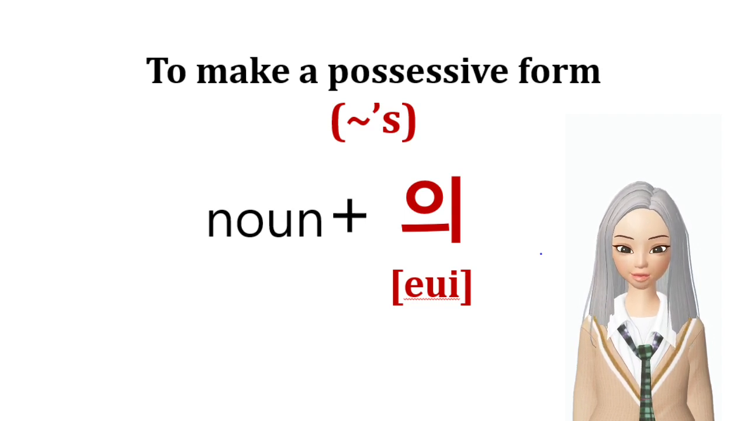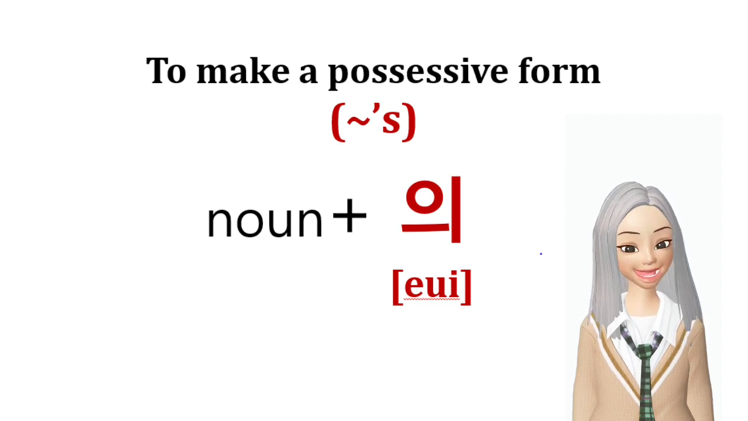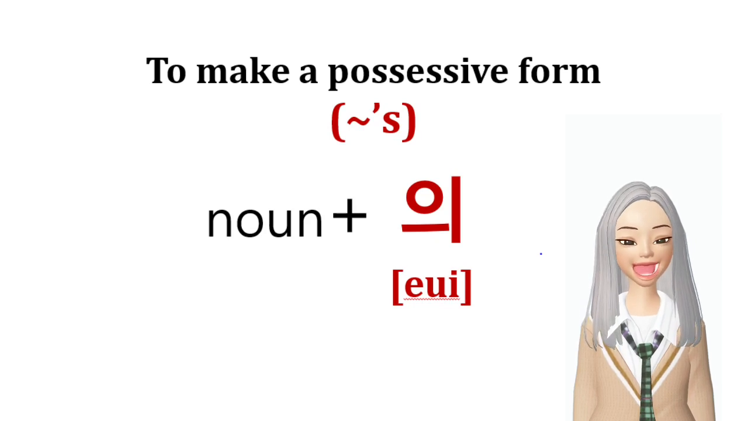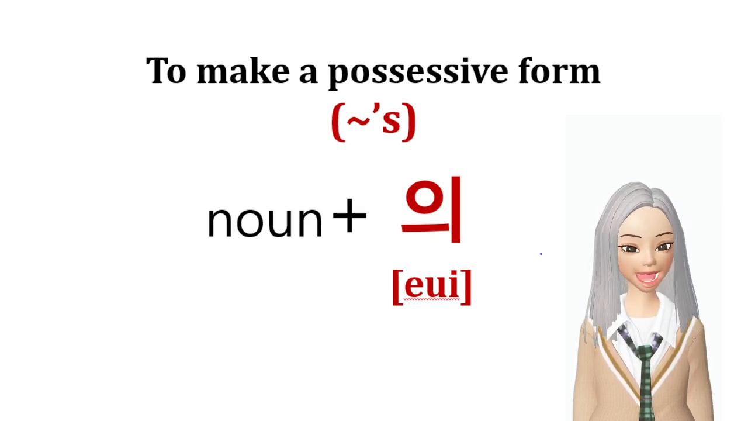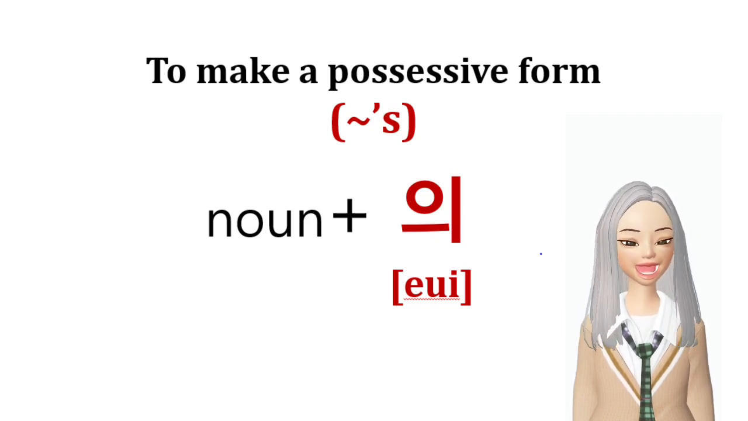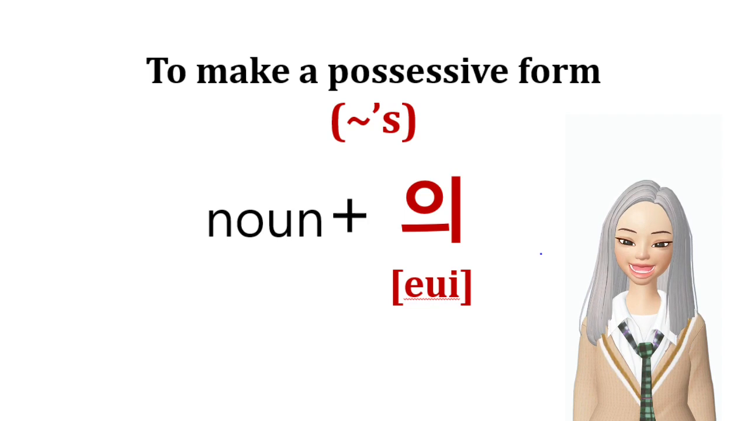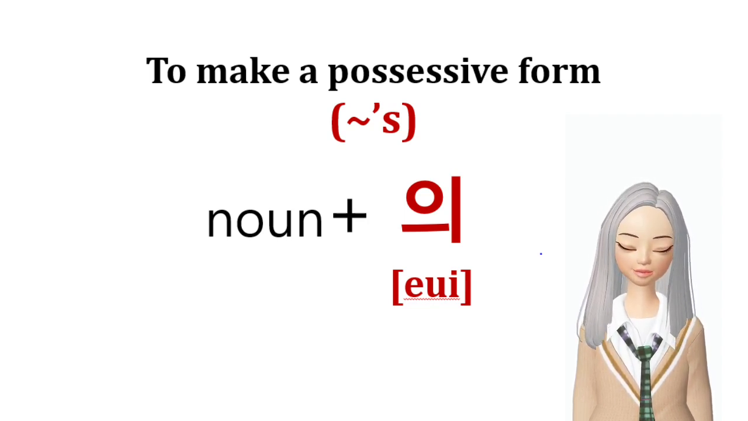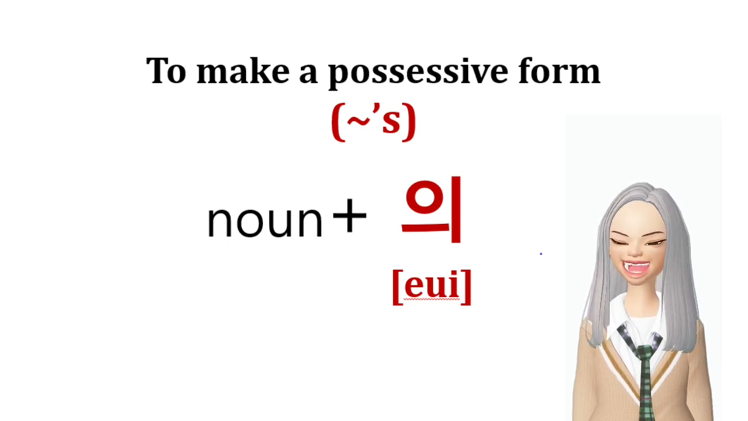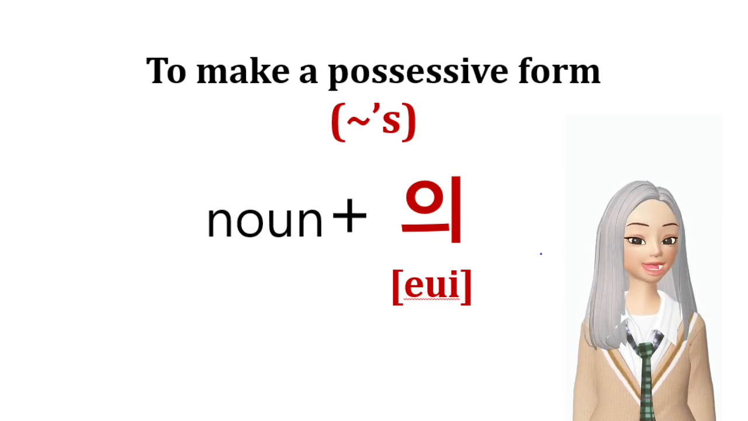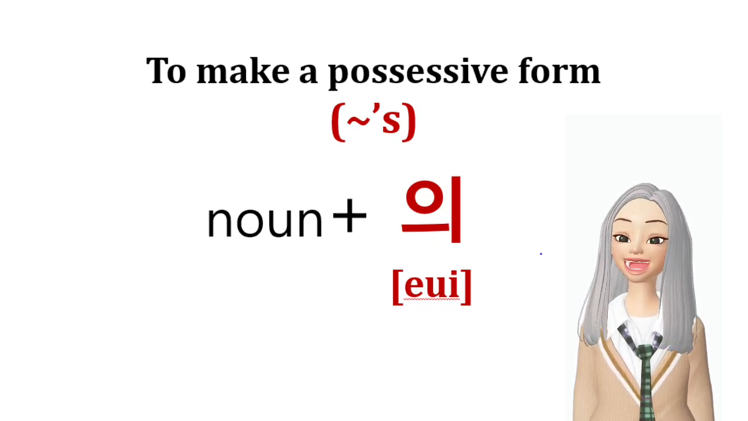So basically, to make a possessive form of a noun, you have to put apostrophe s in English, right? It's similar in Korean. You just add 의 behind the noun. Again, 의. It's like 으 and 이 pronounced fast together. So it's somewhere between 이 and 에. It's a complicated pronunciation, but there are tricks to it. So let's see what's coming up.